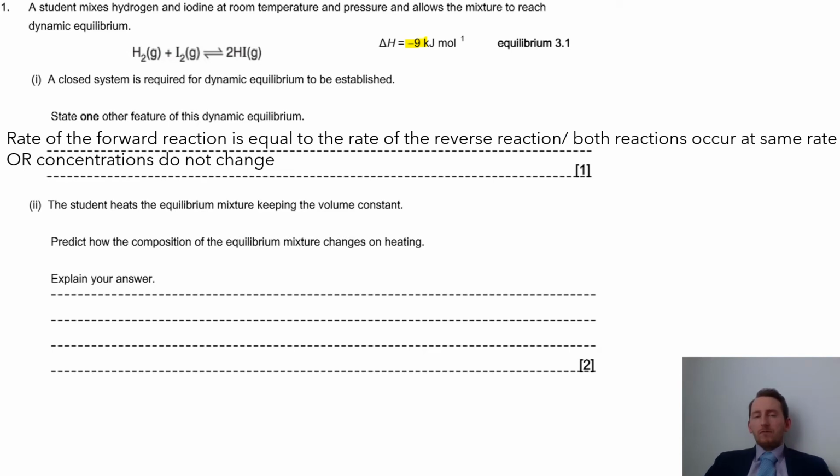The actual number itself is irrelevant in terms of this question, it's just the sign that's important. The negative sign tells us the forward reaction is exothermic. So if we heat it, increasing the temperature, that's going to favour the endothermic direction. Therefore the equilibrium is going to shift to the left hand side, towards the reactants, the H2 and the I2. So we can say more H2 and I2, or less HI, which is our product, whichever you want to go for.